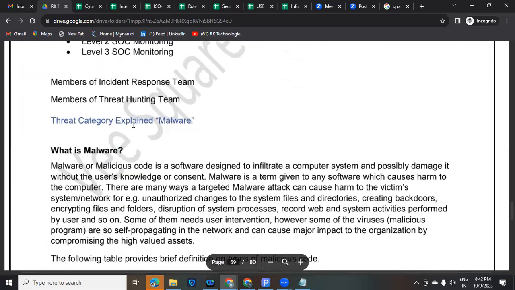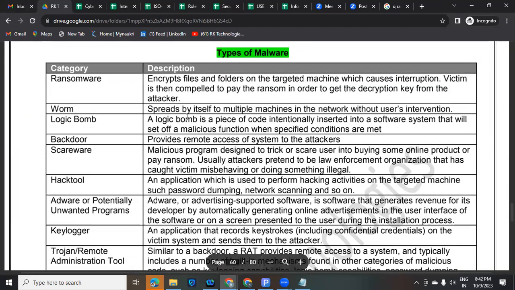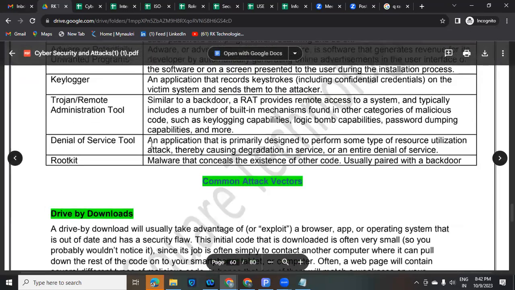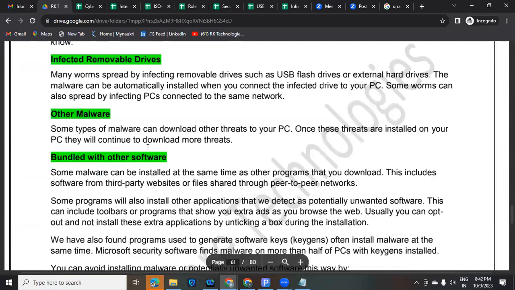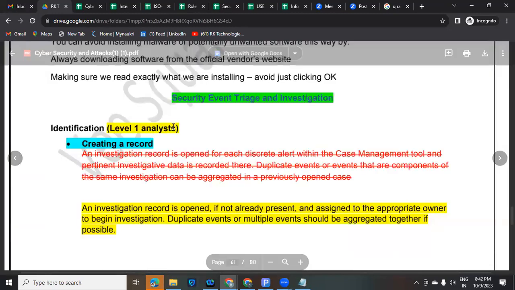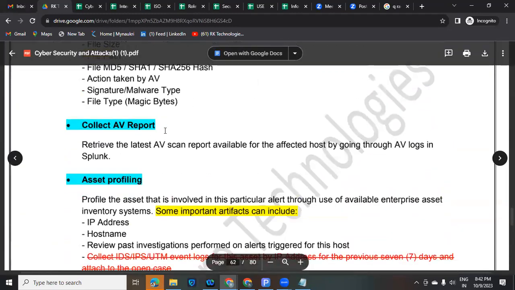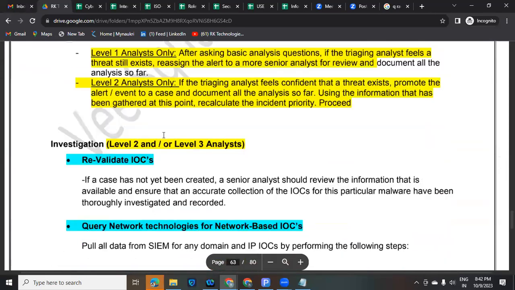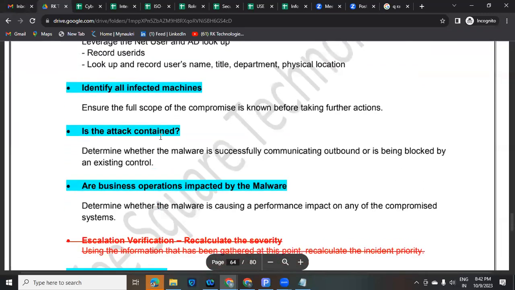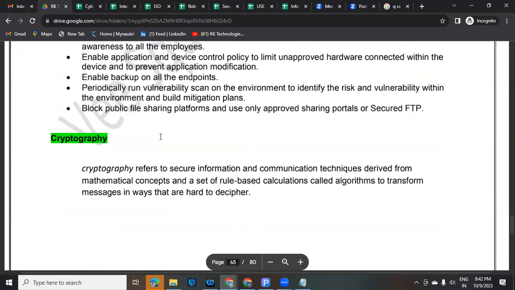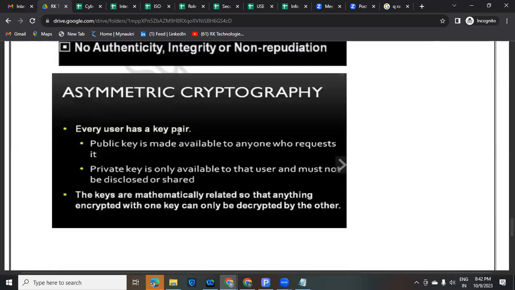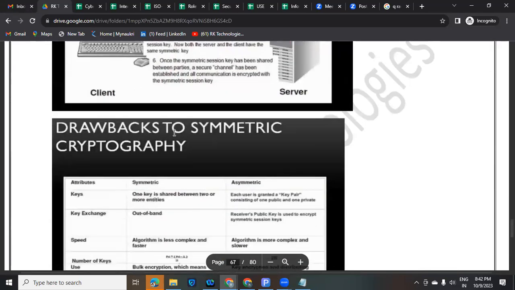So the next one is what is malware? A couple of recommendations on what exactly we have to do. Next one, one more investigation I provided. One more investigation or SOP. And you can go through our cryptography material as well. It is a nice document for the cryptography side.